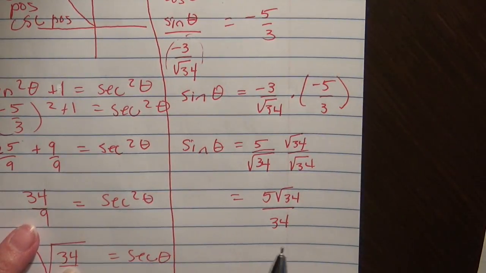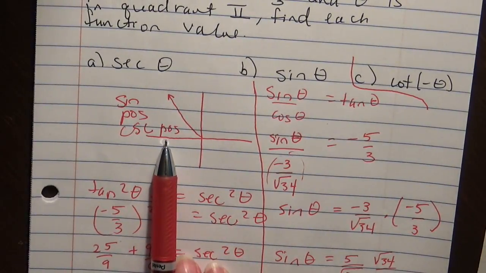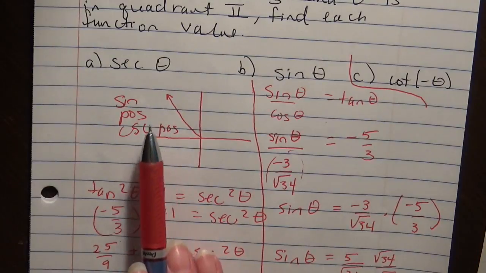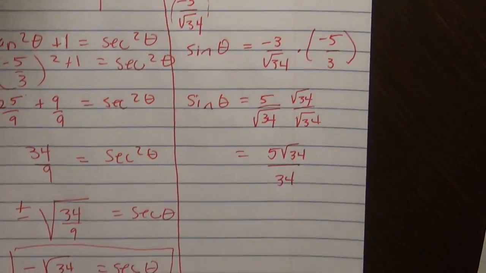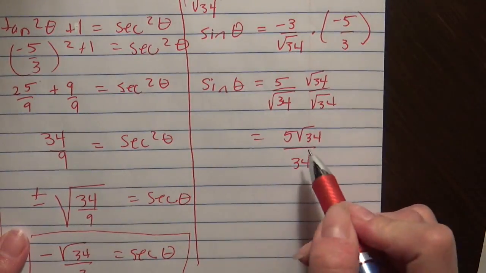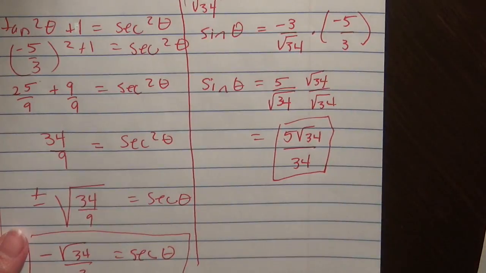Okay, now I'm getting a positive here. I need to go back and make sure that's what I should be getting. Going back up here to your angle, we're in quadrant 2. We know sine is supposed to be positive, and that's exactly what we're getting, so we're good on that. So 5 square root 34 over 34 is sine theta for part B.